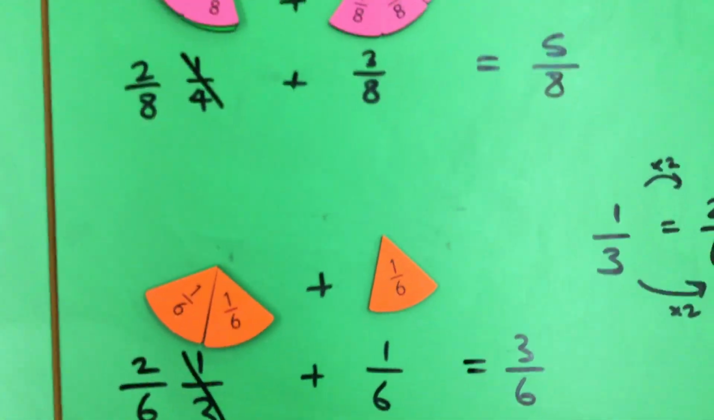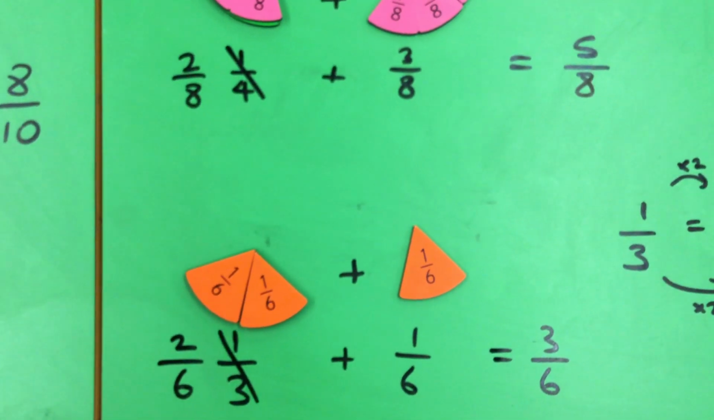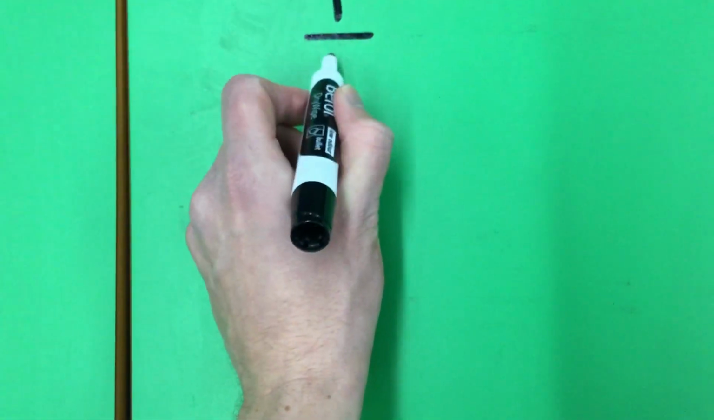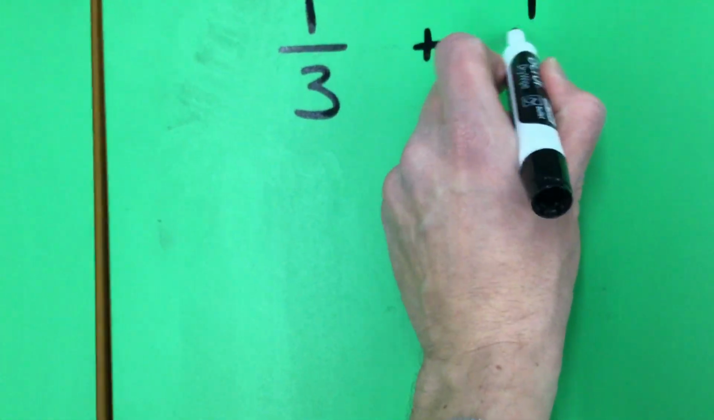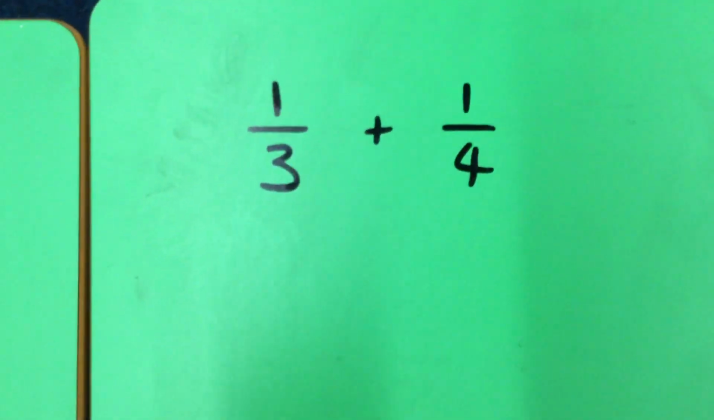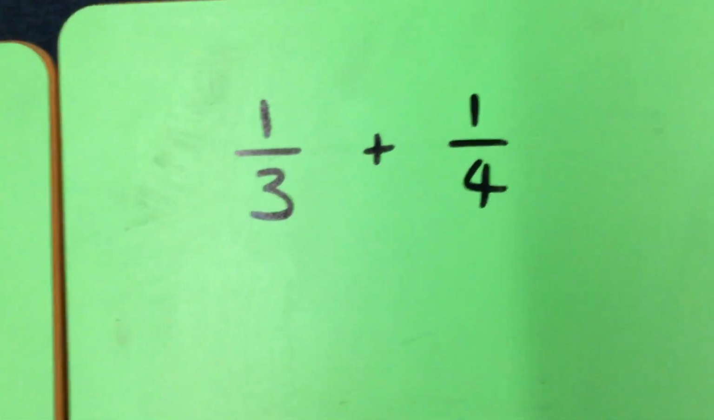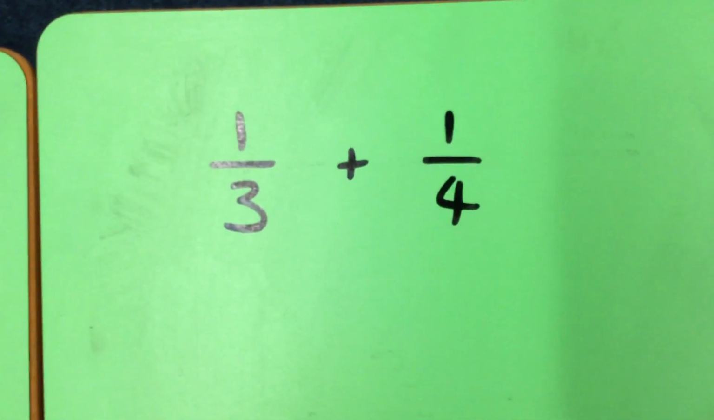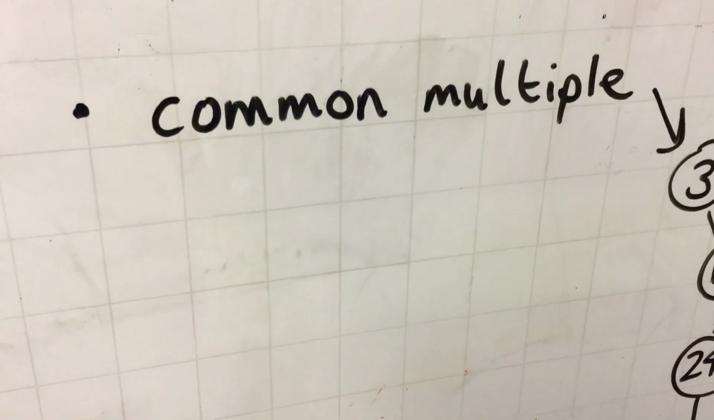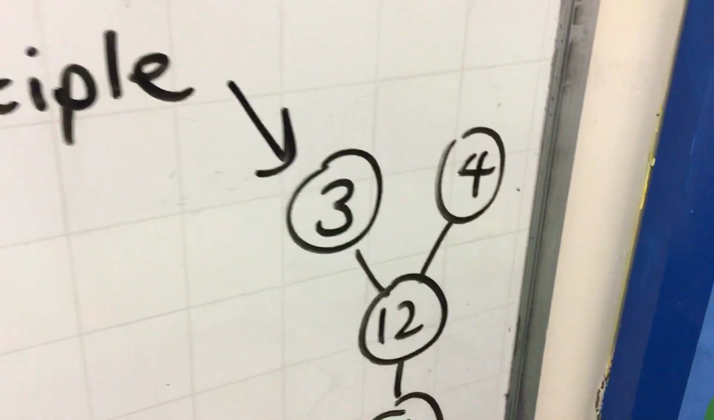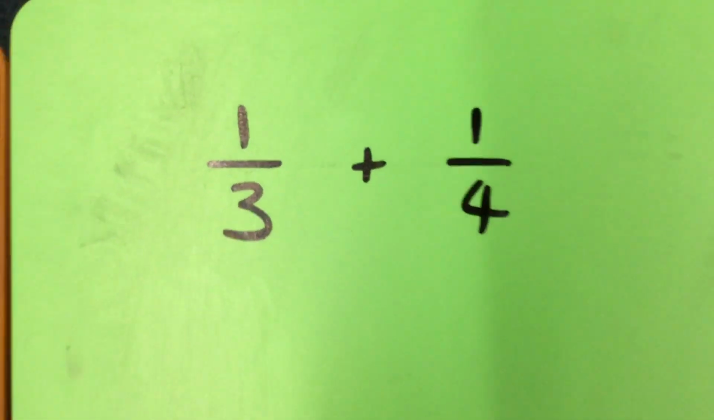Now those examples are reasonably straightforward because we only have to change one of the fractions. What if we were to do a question like this though? 1/3 add 1 quarter. We can't just change the third to make it into a quarter because 4 is not a multiple of 3. Now if you remember, we talked about common multiples. What do they have in common? Well, 3 and 4 have 12 as a common multiple. So what I can do is change both fractions into 12ths. So I'm going to change thirds into 12ths.